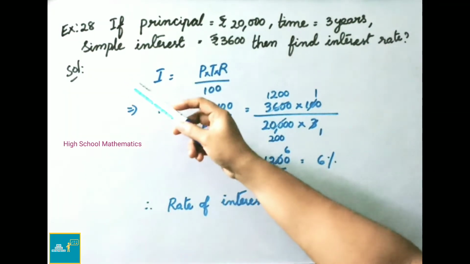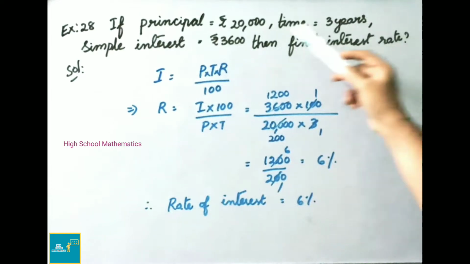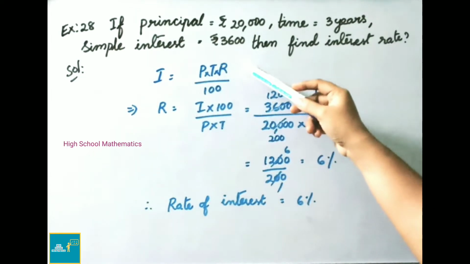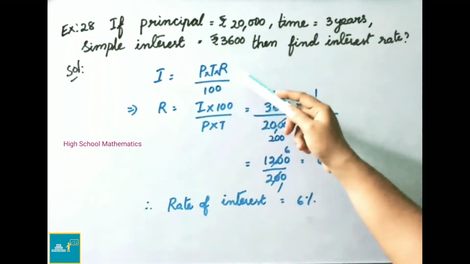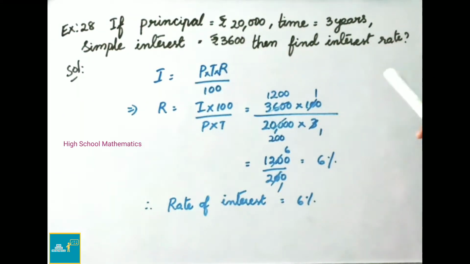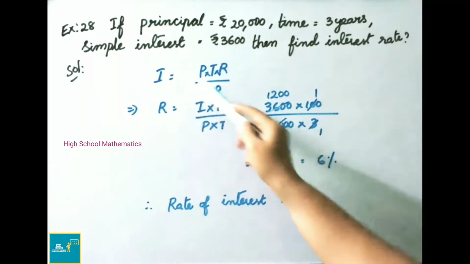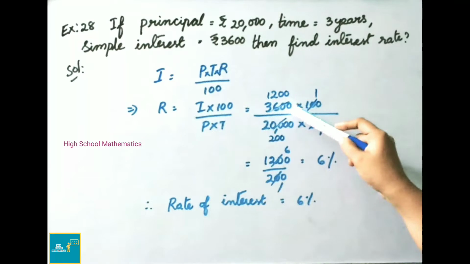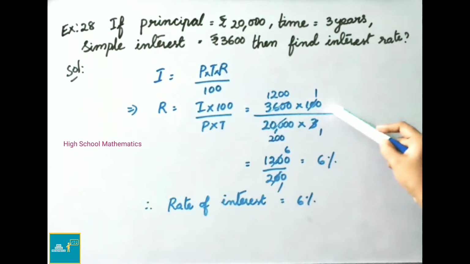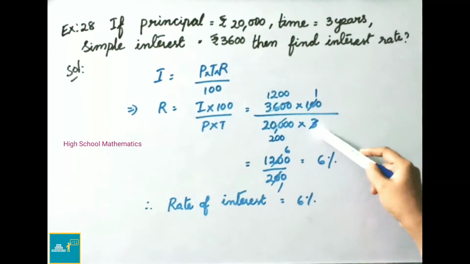See now example 28. If the principal amount is 20,000, time is 3 years, and simple interest is 3,600, then find the interest rate. Let us see the solution. We know simple interest formula I equals P into T into R by 100. Here in this question we have to find the rate of interest. So that implies R equals I into 100 by P into T. That equals I, simple interest 3,600, into 100 by P, principal amount 20,000, into time 3 years.